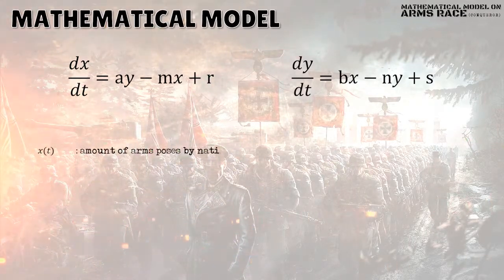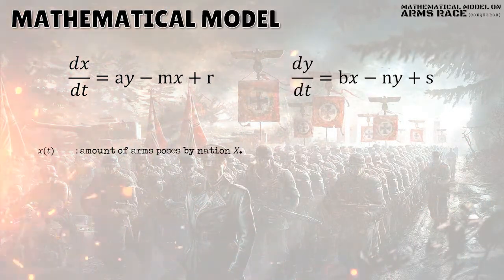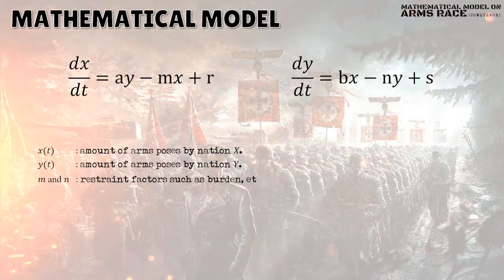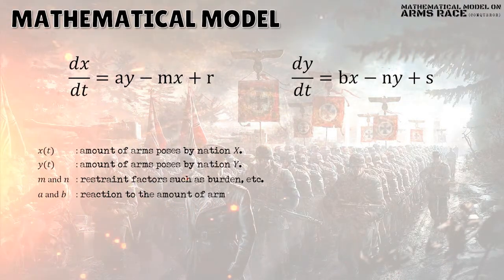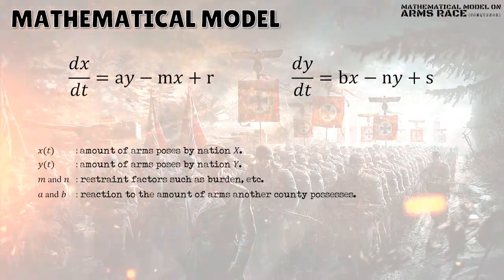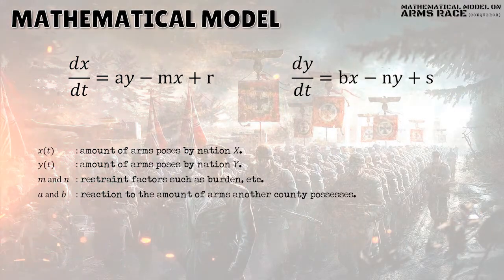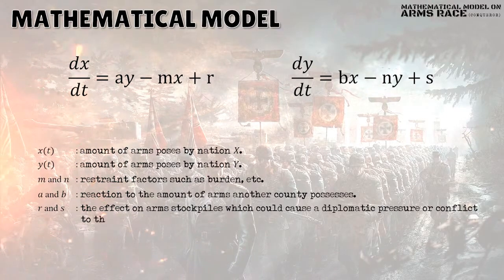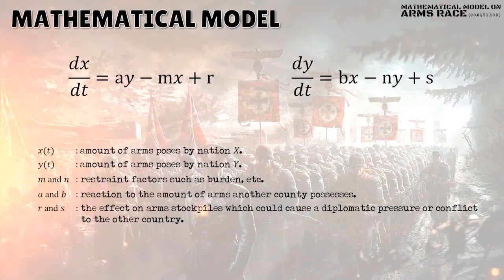For these, x(t) refers to the amount of arms possessed by nation X, and y(t) refers to the amount of arms possessed by nation Y, while a and b refer to the reaction to the amount of arms another country possesses, and m and n refer to restraint factors such as burden. Lastly, r and s refer to the effect on arms stockpiles which could cause diplomatic pressure or conflict with the other country.